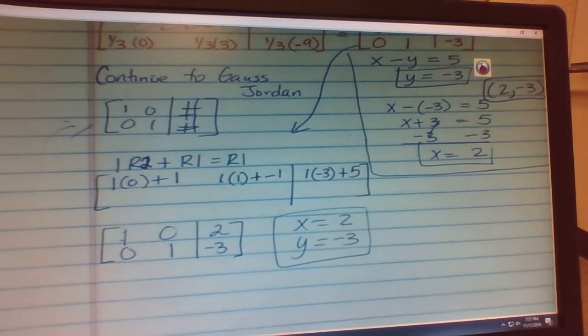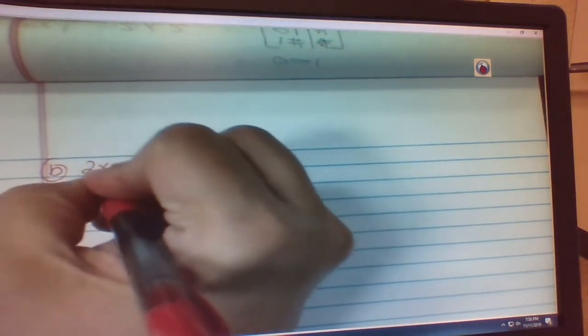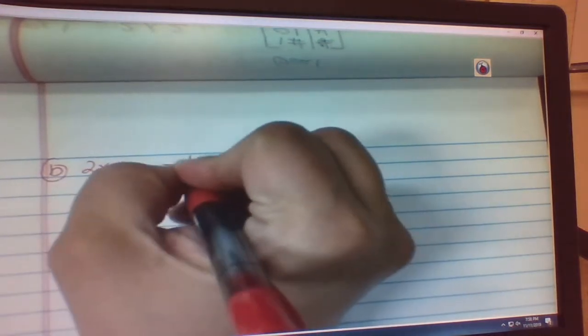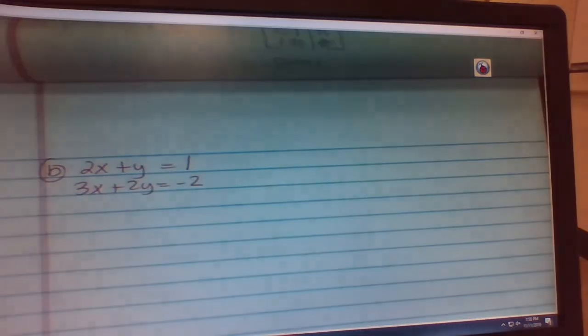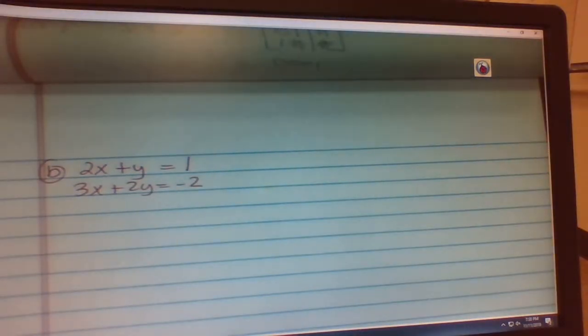So I understand when it says 1 times 0 plus 1. Give me a second. I see that, but then where's the 1 times 1 plus a negative? Well, all right, so another 2 by 2. You got a 2x plus y equals 1, 3x plus 2y equals negative 2. So the first thing is you make it into a matrix. So let's go ahead and do that.